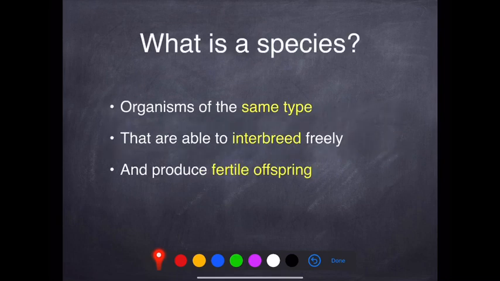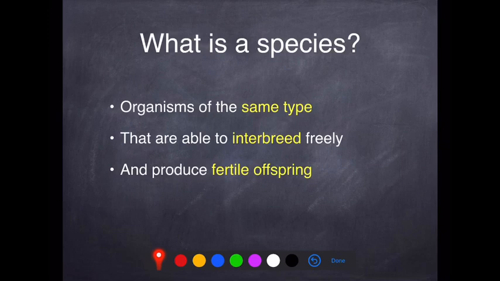Just to recap, what is a species? Now, last year in grade 11, we did population ecology. In grade 10, we did classification. And in each of these, we've spoken about a species. So when we talk about a biological species, or the explanation for a biological species, we need these three things. You've got organisms of the same type that are able to interbreed freely and produce fertile offspring. In other words, their offspring are able to reproduce.